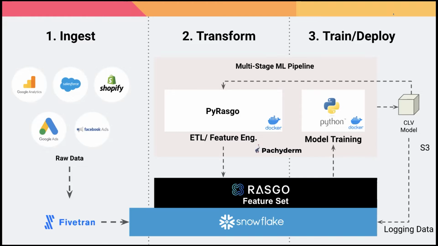So things like Facebook, Google Ads, Salesforce, Google Analytics, and Shopify. Now, at the time we started to talk to Rasgo, onboarding a client actually took us a pretty good amount of time, right? Because we'd have to individually go in, talk to them, connect all these different pipelines, and then inspect all the different data that we have from all these different sources.